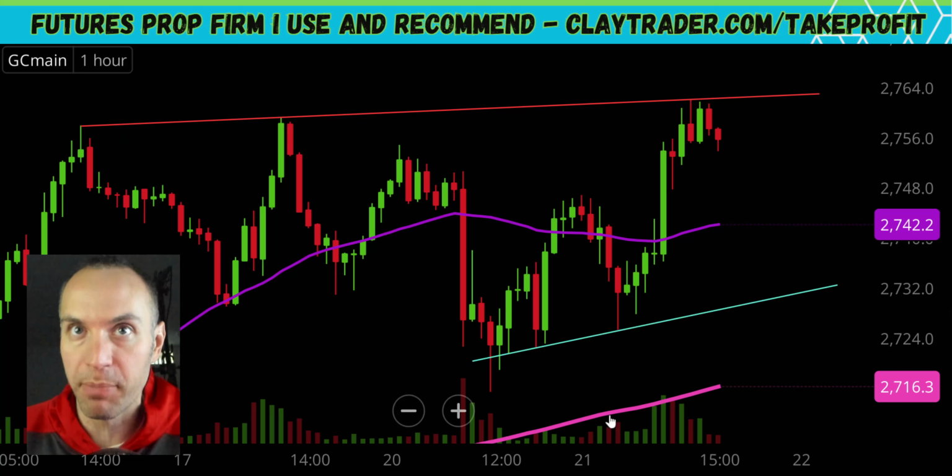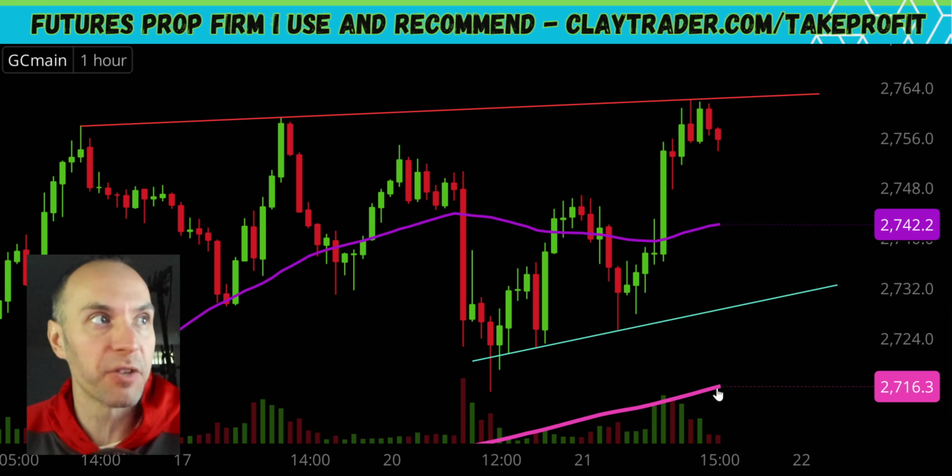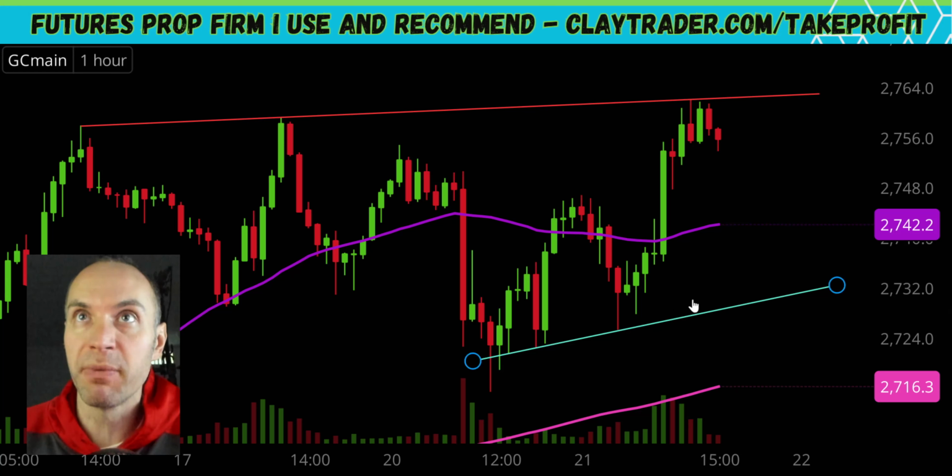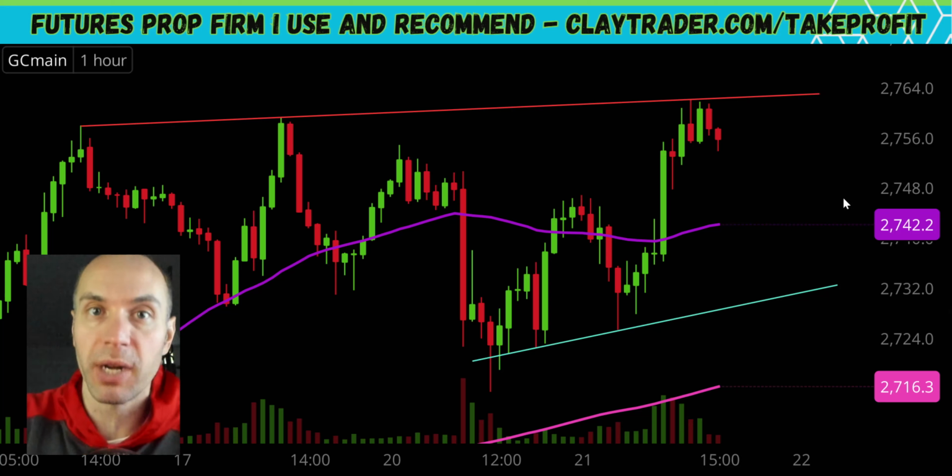And then you also have the pink line right there, the 200 period moving average, but that's pretty irrelevant right now given the price is all the way up there. But all in all, nice movement for gold today, and we'll see if the price can push up through that area of resistance or not.